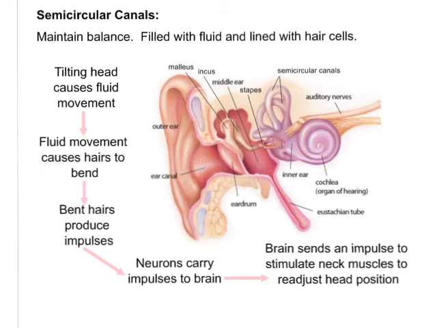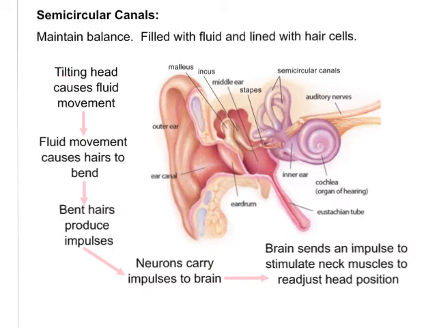So now what about the semicircular canals? These are located in the inner ear, and they're very important to maintain balance. Just like the cochlea, they are also filled with fluid and lined with tiny hair cells. And this is the path or mechanism by which they help us to maintain balance.